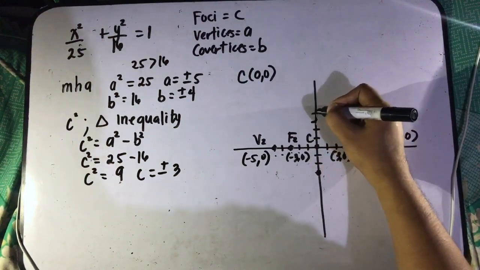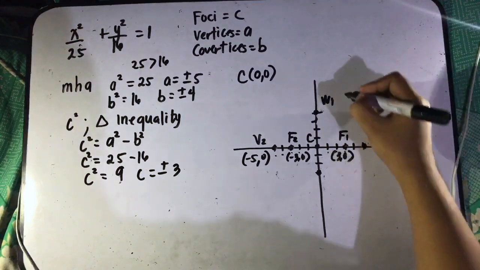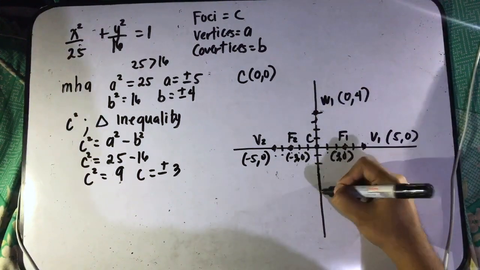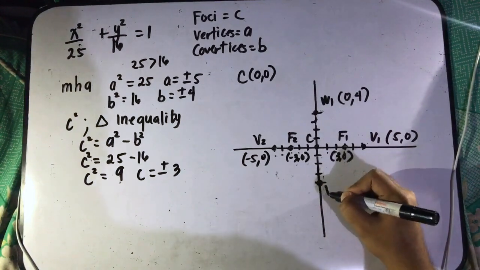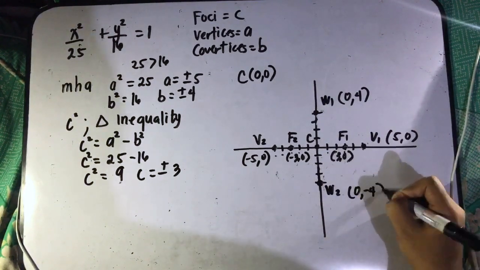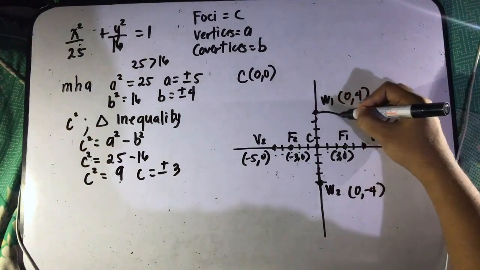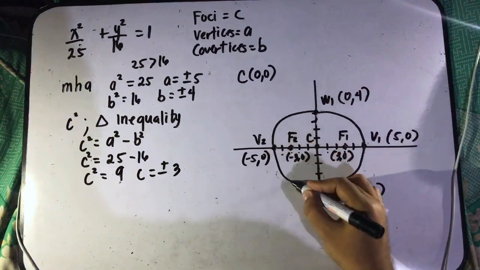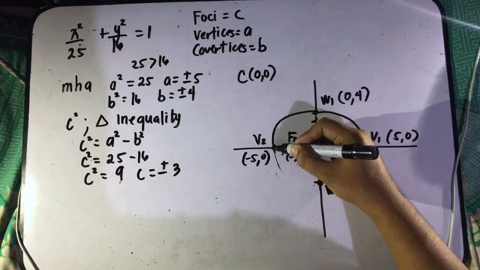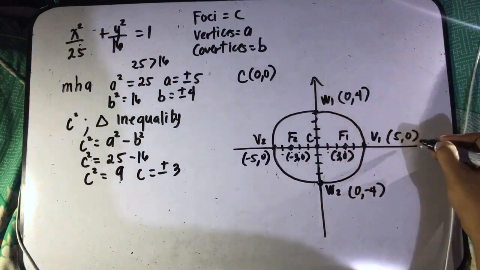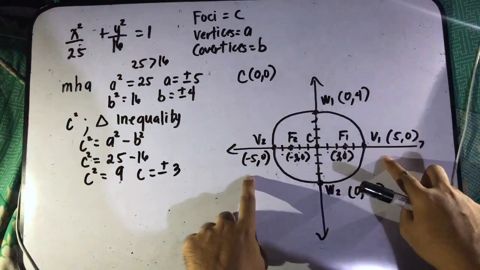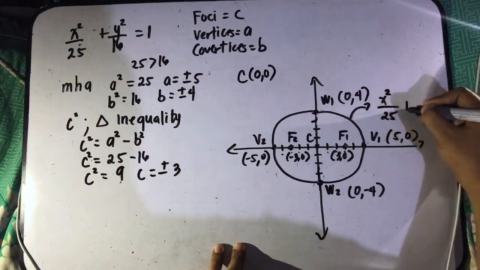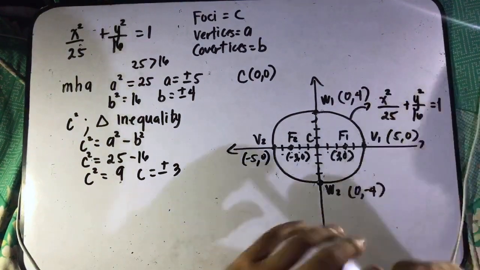1, 2, 3, 4. So, this is now what we call as W1. And that is located at 0 and 4. And where is W2? W2 will be located at this point. So, that is W2. 0 and negative 4. So, pwede na natin i-drawing yung ellipse. So, this is now the coordinates of the vertices, the co-vertices, and the foci. And the equation of the ellipse is x squared over 25 plus y squared over 16 is equal to 1.